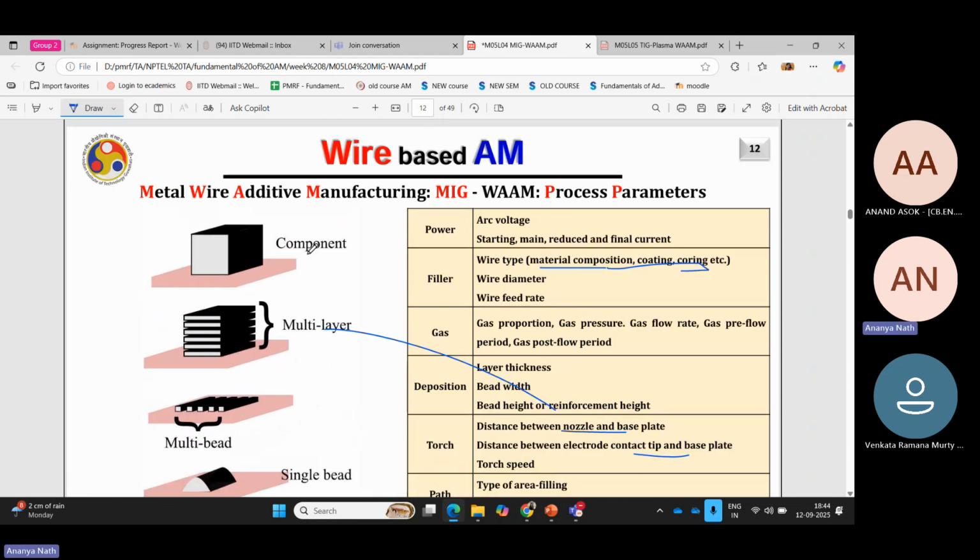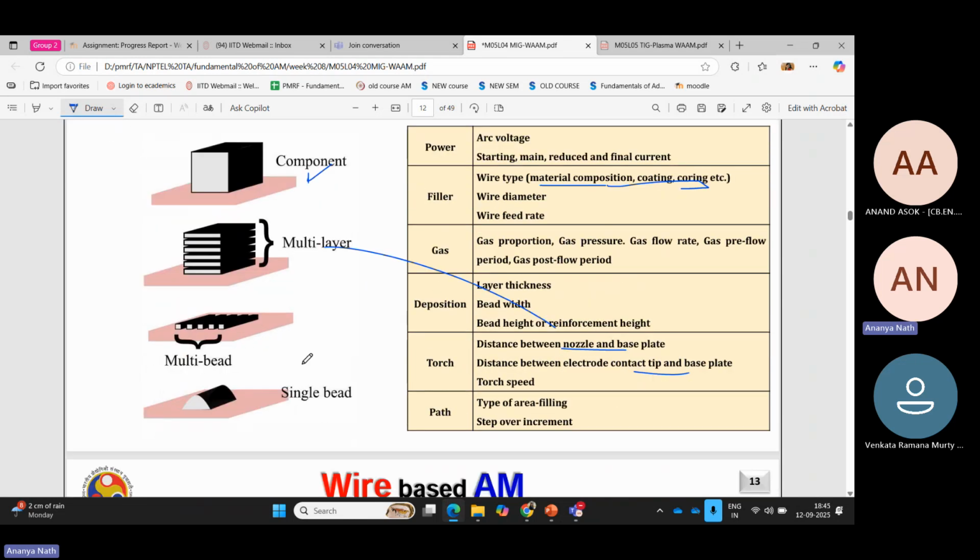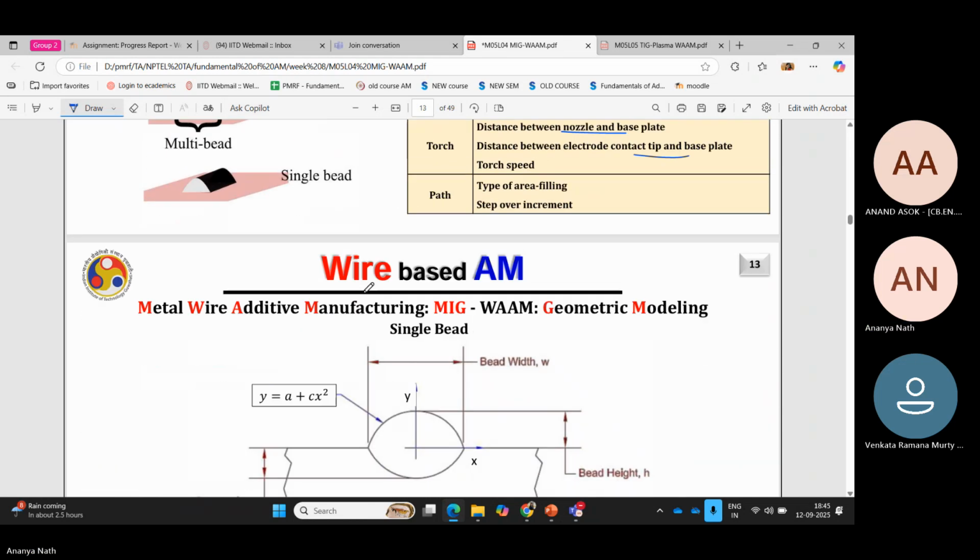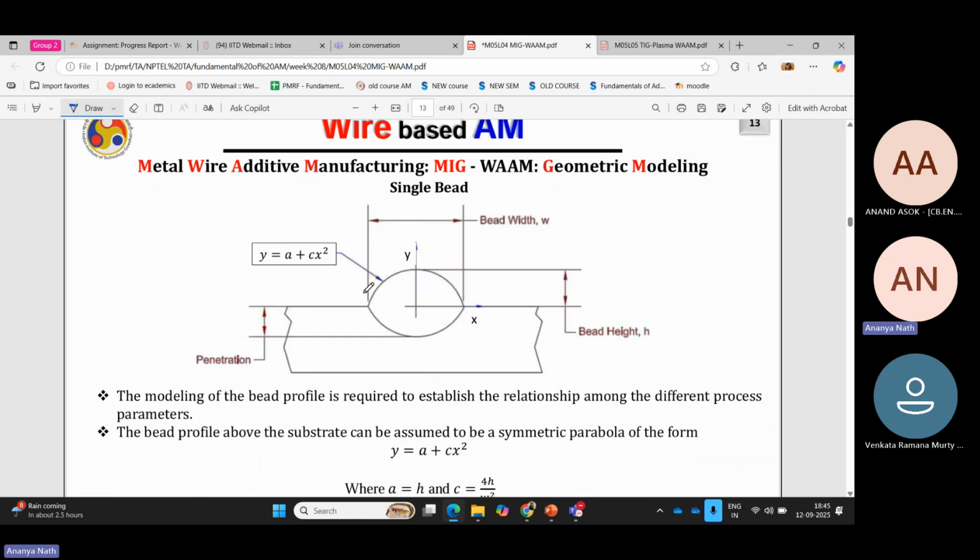So this is the component: multi-layer, single bead first, then multi-bead with some overlap, then multi-layer with some overlap in between. It's for the sake of presentation; it was made with distance between the layers, but it doesn't look like this. The final component will be this dense. From this picture, you can see there is bead height and bead width, and bead height and width are very important. So now I have one question for you.